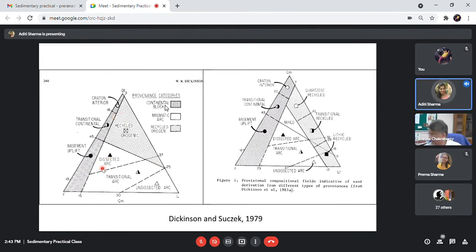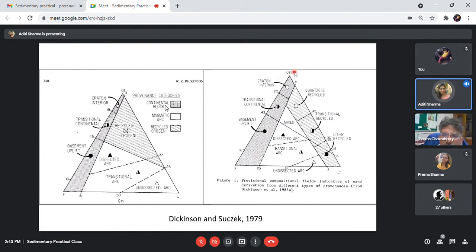So as sir has explained, we calculate the grains or the clasts, and then we convert it to percentage, and then we plot it in these two reference diagrams that are given by Dickinson. So here QT represents the total quartz, in which we consider all the quartz, monocrystalline and polycrystalline, together as total quartz.